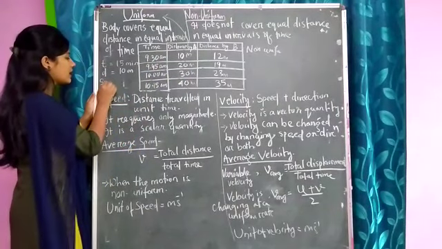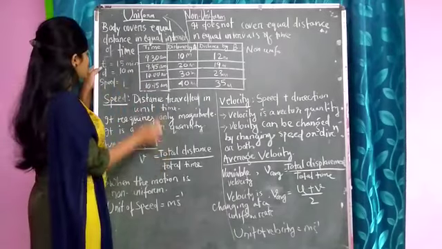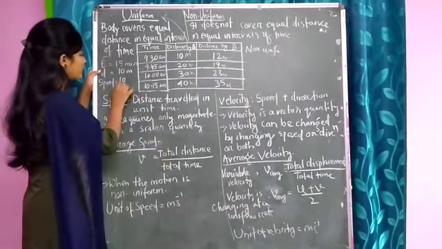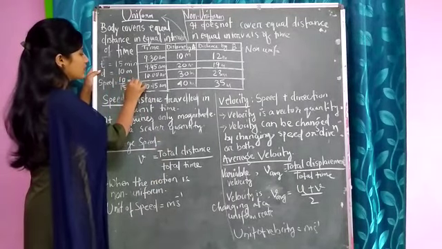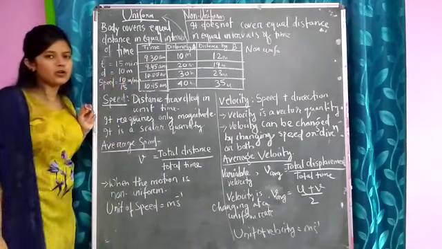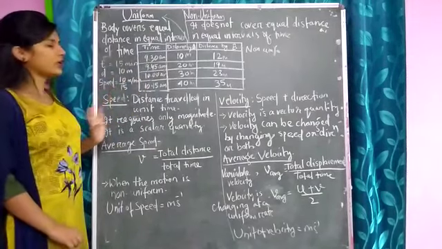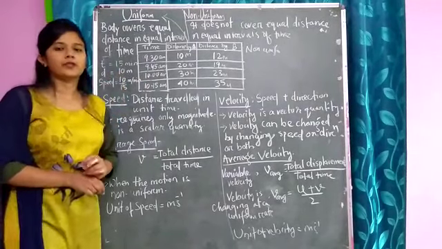Then we can say that the speed will be total distance, 10, divided by the time, 15. So 10 by 15 meter per minute. In this way we can calculate the speed of a body: total distance by total time.